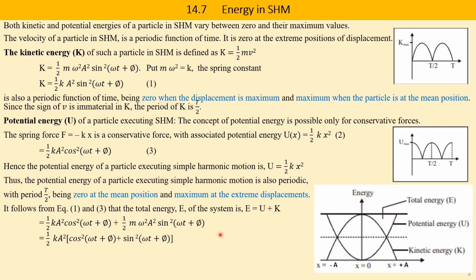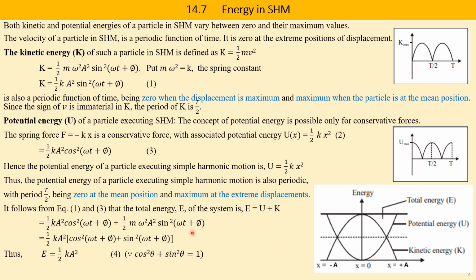These equations are plotted here. Here you see the inverted cup is the kinetic energy, and the cup shape is the potential energy. When we add up potential energy and kinetic energy, we get the value of total energy, which is a flat line parallel to the x-axis. Here energy is on the y-axis and time is on the x-axis.